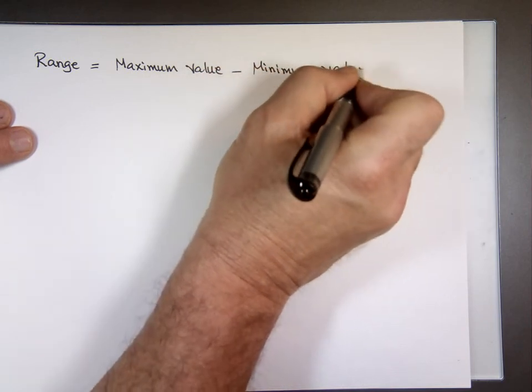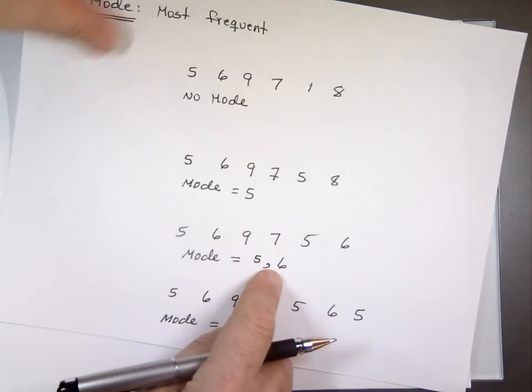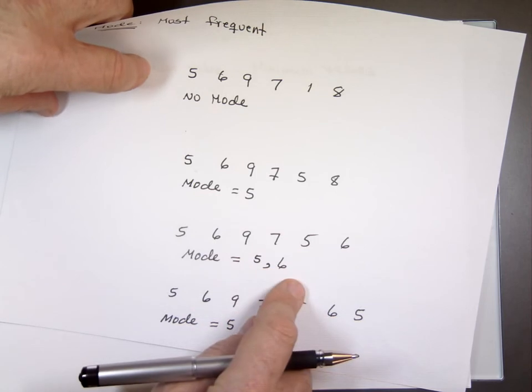Quick question. Yes. Can you have 2 modes, say you have the same counts for 2? Yep. You can have 2 modes. We did that here. It's called bimodal. You have 2 modes. 5 is a mode, 6 is a mode.